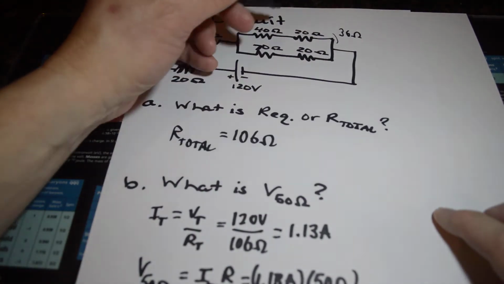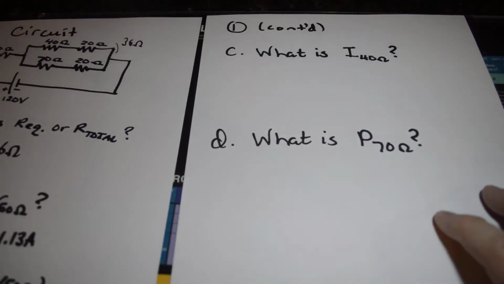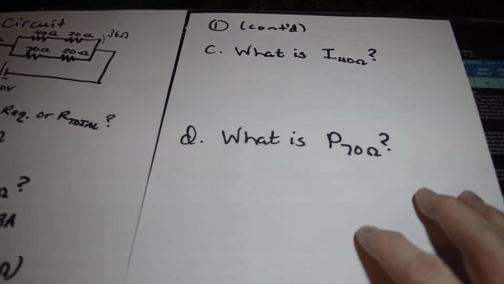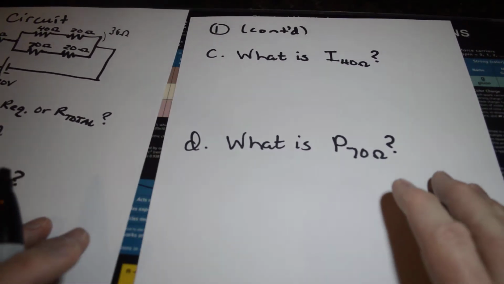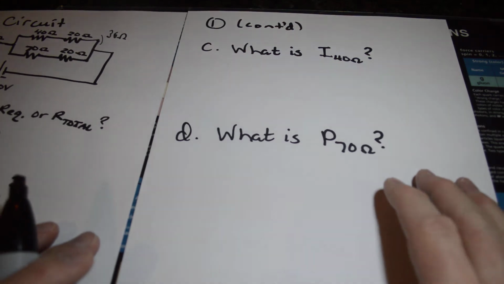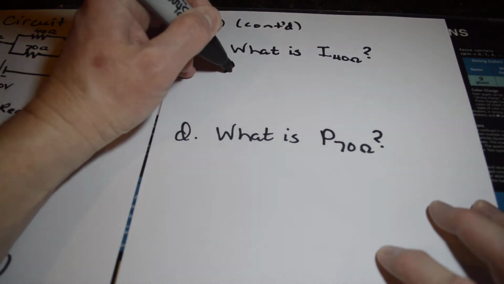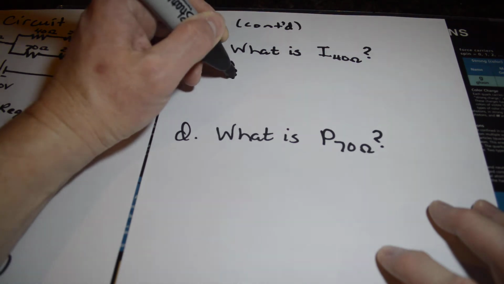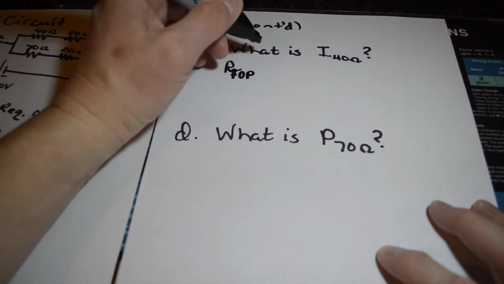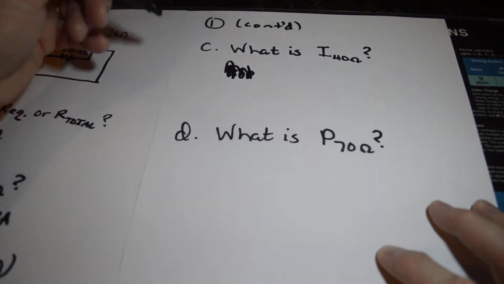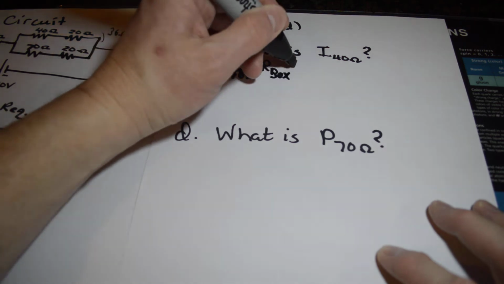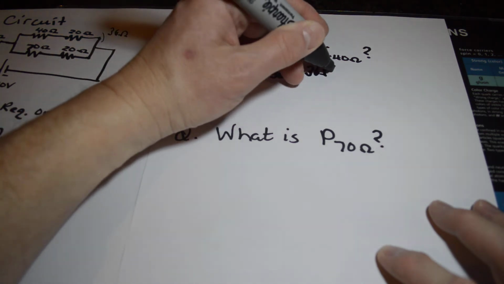But they ask in the next part, what is the current through the 40 ohm resistor? So on the top part of that circuit, what's the current? How are we going to go about finding that? Well, it's important that we know what the current is on the top, but let's back up a step. The resistance of, say, the box there is 36 ohms.